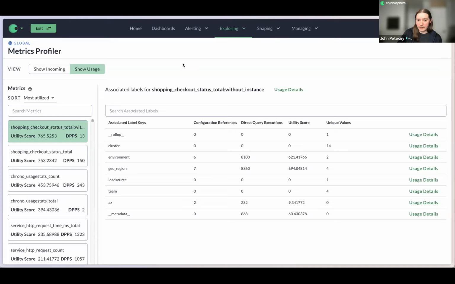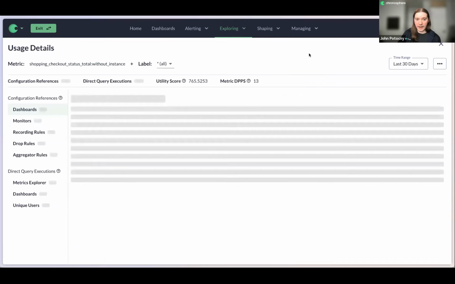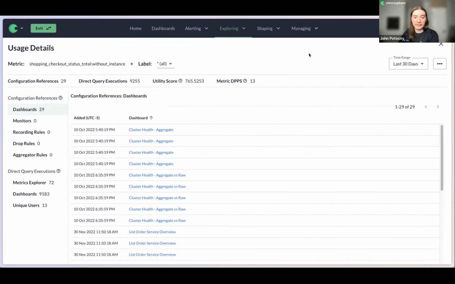I think we are a little bit ahead of time. Is there anything that I didn't touch on, Scott, that we want to quickly show and talk about? I think it'd be great to see the usage details area. Yeah, absolutely. And then just to show you how much data is powering this behind the scenes.